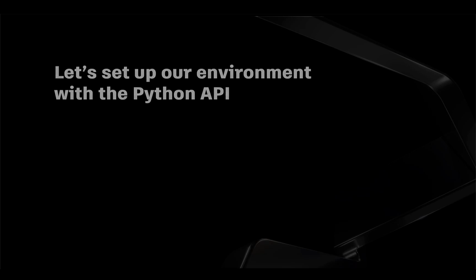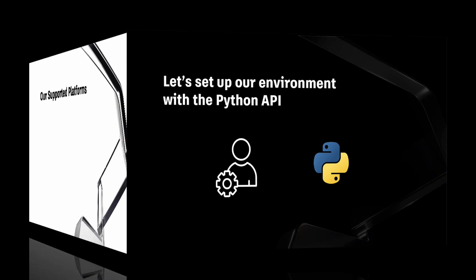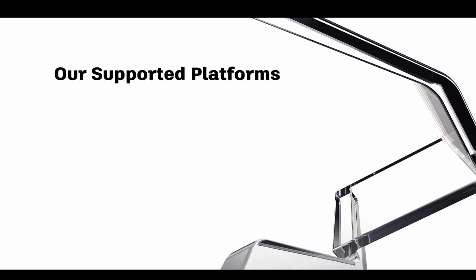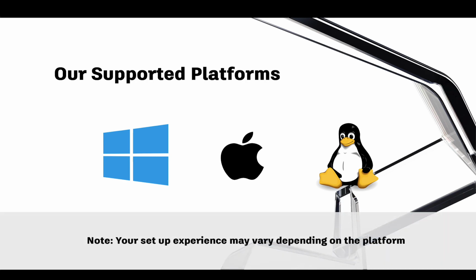Welcome to ShotGrid: Setting Up My Environment with the Python API. In this video, we are assuming you are new to ShotGrid and have connected with the ShotGrid administrator from your team. We also assume that you have some Python knowledge. The Python API can run on all platforms: Windows, OS X, and Linux. ShotGrid and the Python API support complexity, but in this video, we'll be starting off simple.